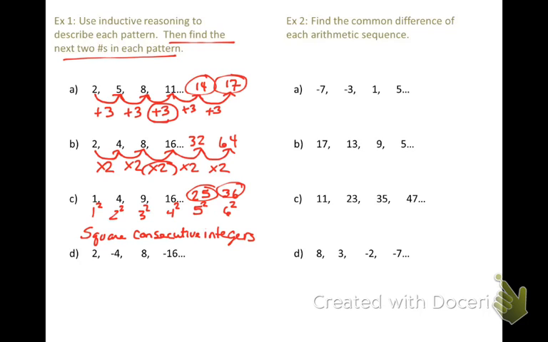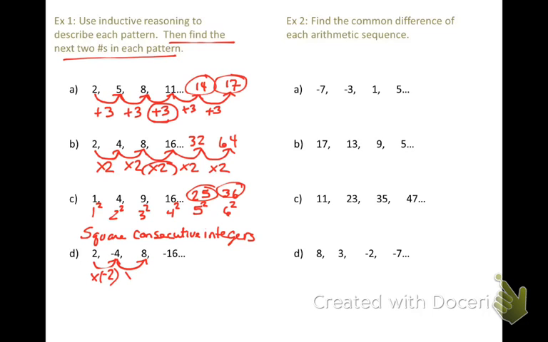All right, let's try D. Adding 2 plus what gets me negative 4? Well, plus negative 6. Negative 4 plus negative 6 gets me negative 10. Well, that doesn't work. So let's try it again. 2 times what gets me negative 4? Well, negative 2 does.